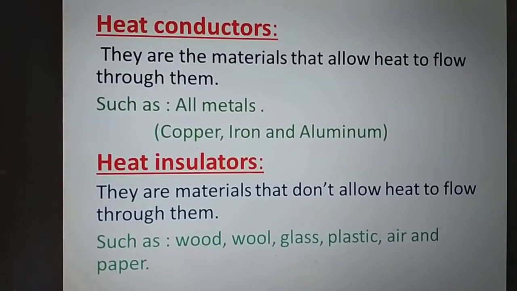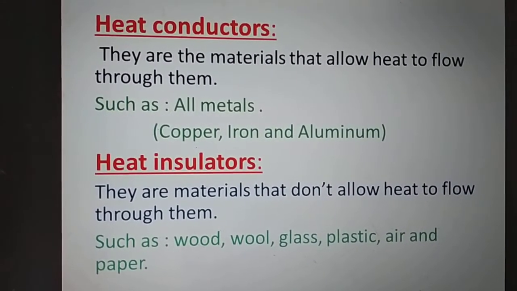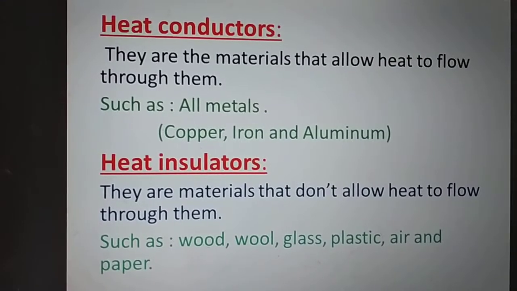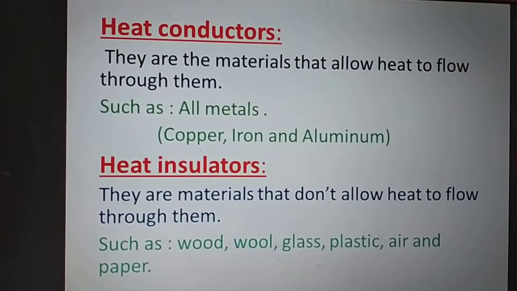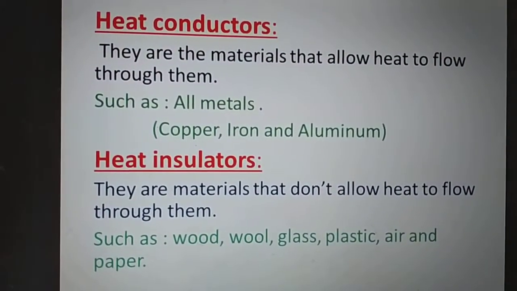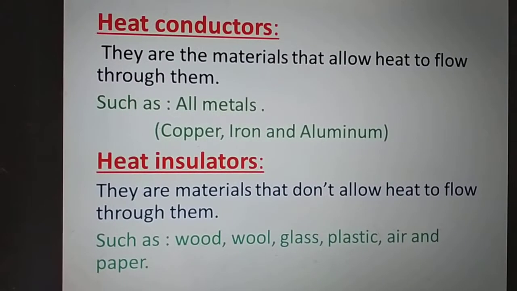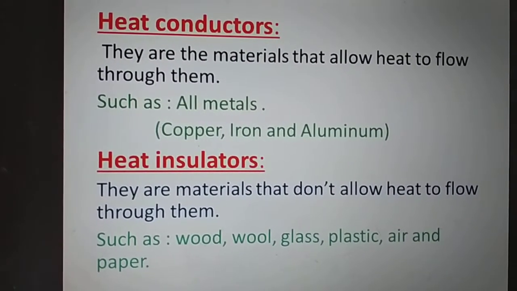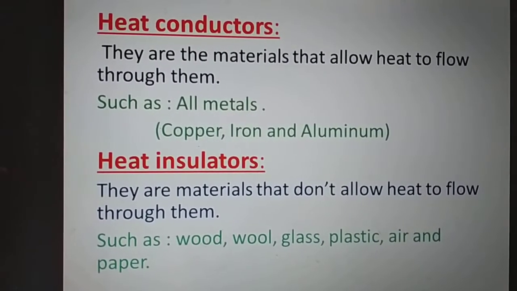Heat conductors are the materials that allow heat to flow through them, such as all metals: copper, aluminium, iron, stainless steel, and mercury. What about heat insulators? They are the materials that don't allow heat to flow through them, such as wood, glass, plastic, paper, wool, rubber, and air.